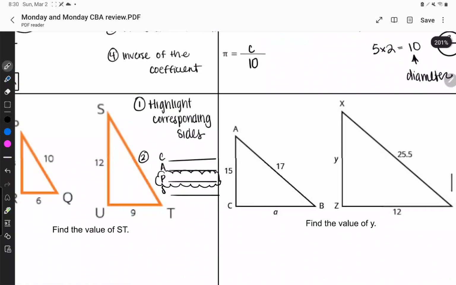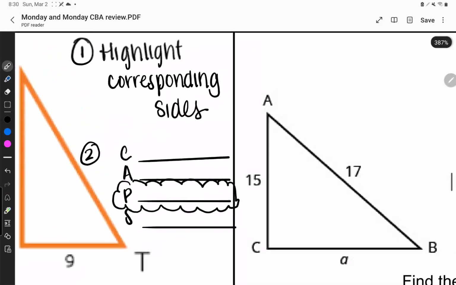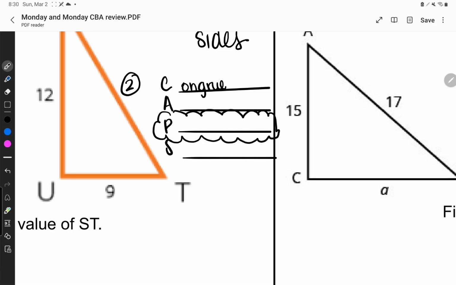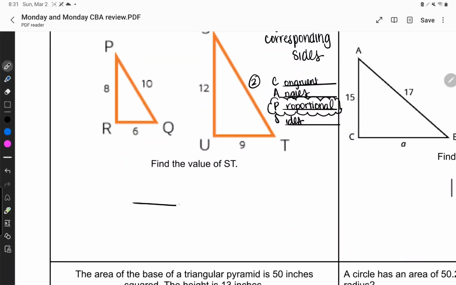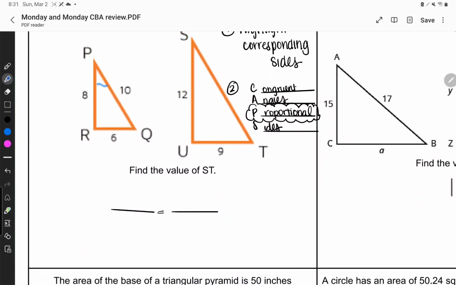Remember, the first thing we do when we see shapes that have missing sides is we highlight our corresponding sides, and then after that, we look at caps. What does cap stand for? Congruent angles, proportional sides. And all similar figures wear their caps. And if I'm looking for a missing side, I'm really using that proportional side of it, which means I set up a proportion. So I know I'm going to have 2 lines.